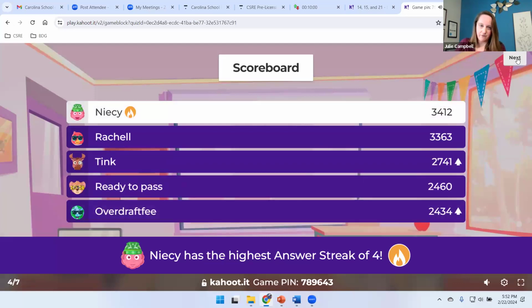So we got Nisi's on fire. Rachel's still on the board. Tink came up, ready to pass. And overdraft fee. Nisi, you should have a little fire symbol next to you, you're on fire this round.